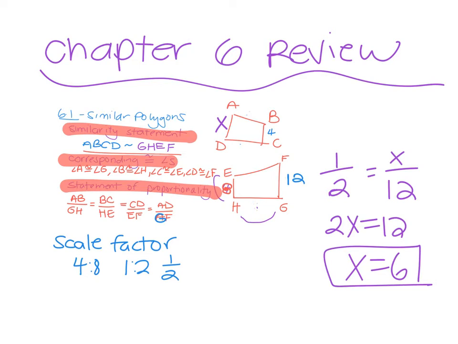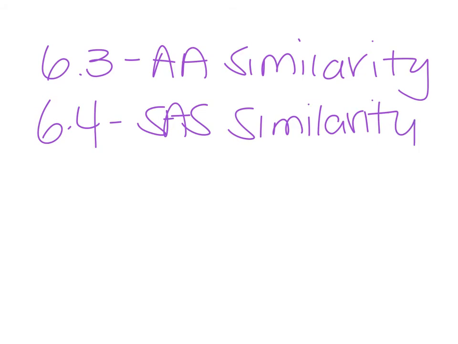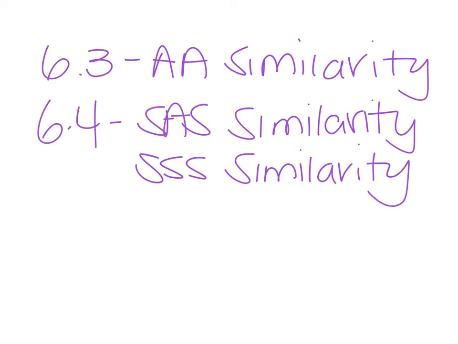Questions on 6-1. Okay, so then 6-2, we skipped, and we went straight to 6-3, which was angle-angle similarity. And then in 6-4, we did side angle side, and side, side, side. So these were 3 ways to prove that triangles are similar. The first is if you have 2 angles that match. The second would be if you had 2 pairs of sides that were proportional and the angle between them congruent. And then the last one is side, side, side. So if all 3 pairs of sides are proportional, then the triangles are similar.